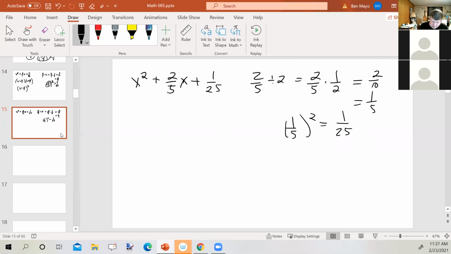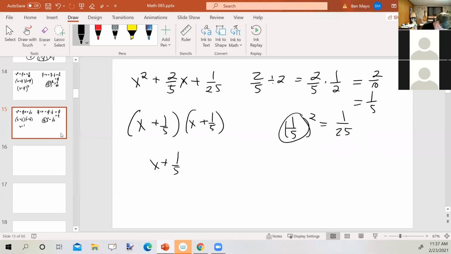So that completes the square. Then the factors will be x plus 1/5 times x plus 1/5, or x plus 1/5 the quantity squared. Are we okay with that one? Any questions there? All right. Do you have any other questions you'd like to look at before we go on to the new section?